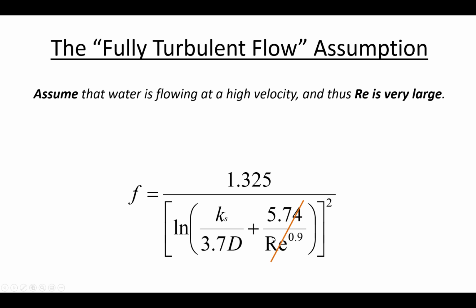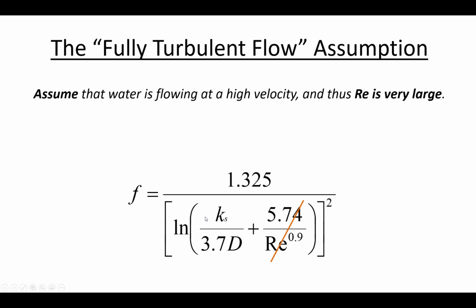And in the chicken and egg scenario, the whole thing that we've said we can't figure out is the f value, because we don't know what the flow rate is yet. But if we assume that you've got a big Reynolds number, what this says is that the f value only depends on the relative roughness.